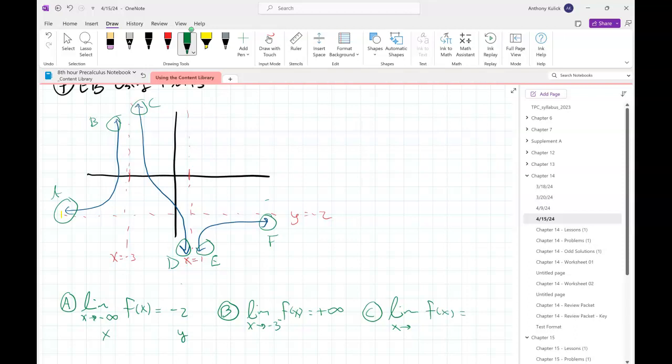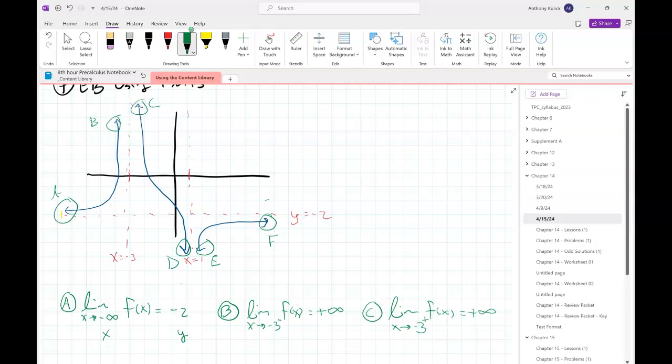So for C, what is x pointing to? -3, but it's the right side of -3, so we're going to include a plus sign in the superscript. And what y value is arrow C pointing to? Positive infinity, because it's pointing straight up.